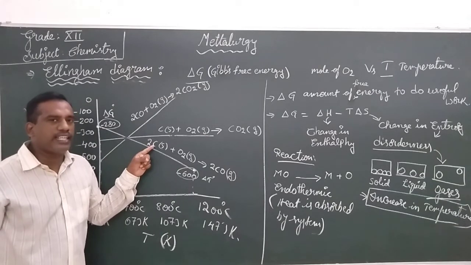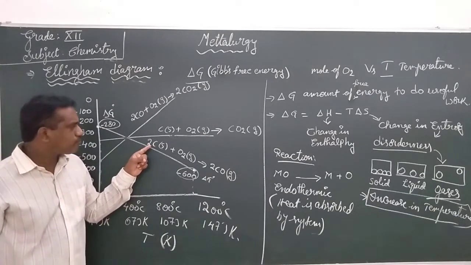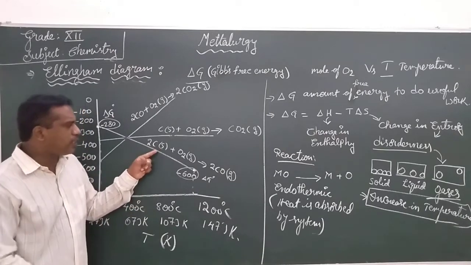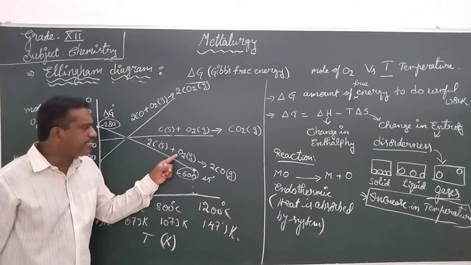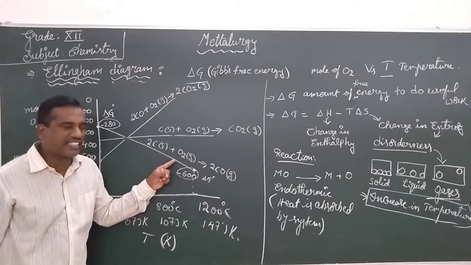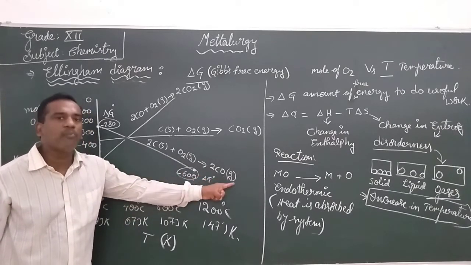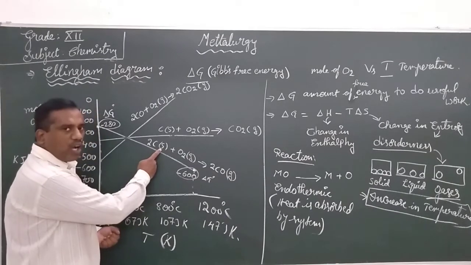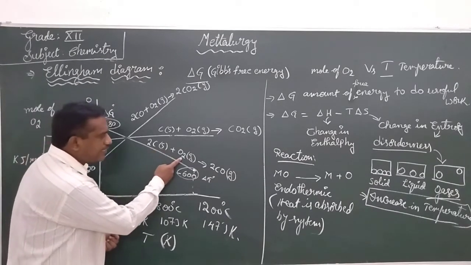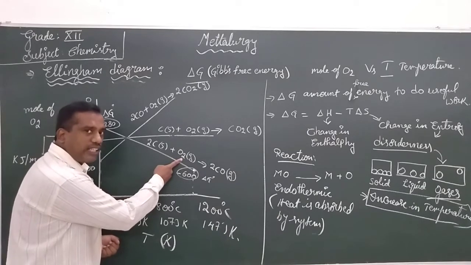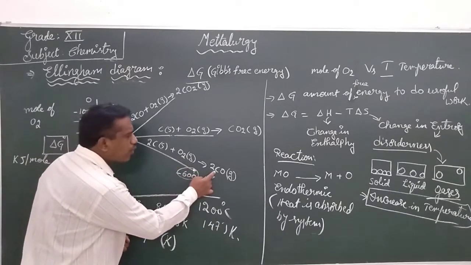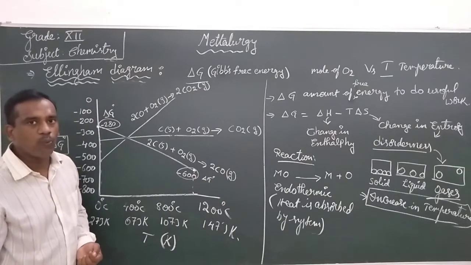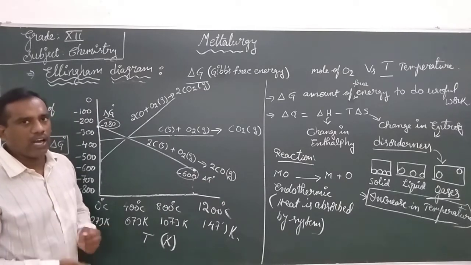coke. C is nothing but the coke. It is reacting, we can say, coke is reacting with oxygen gas to give carbon monoxide gas. Coke is in a solid form. It is reacting with gaseous oxygen to form 2 moles of carbon dioxide.